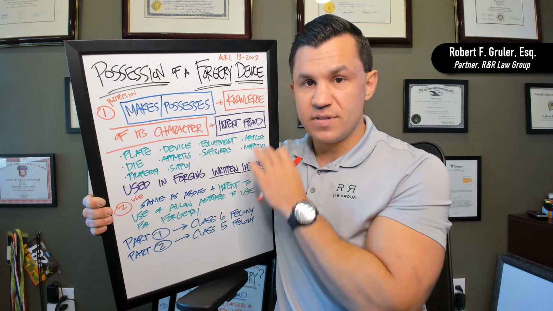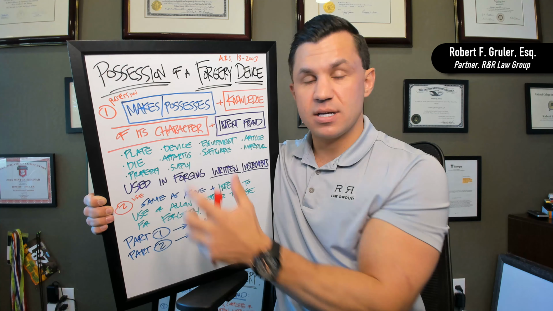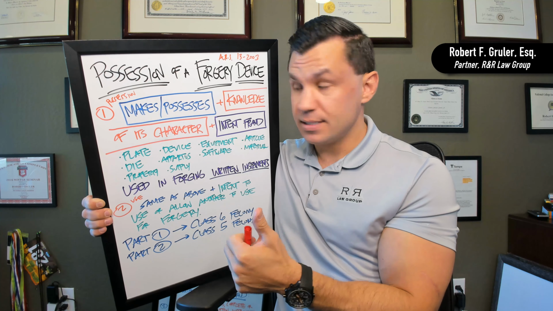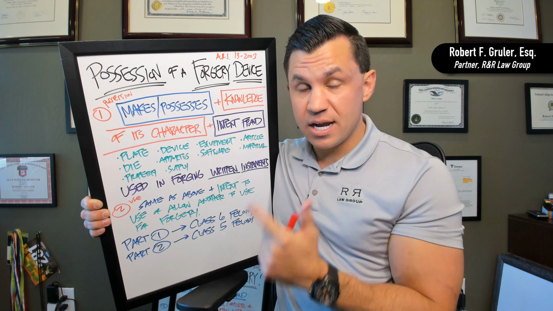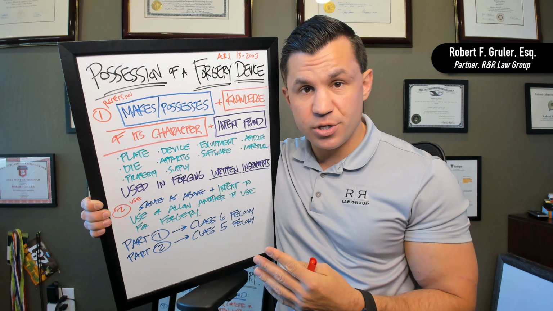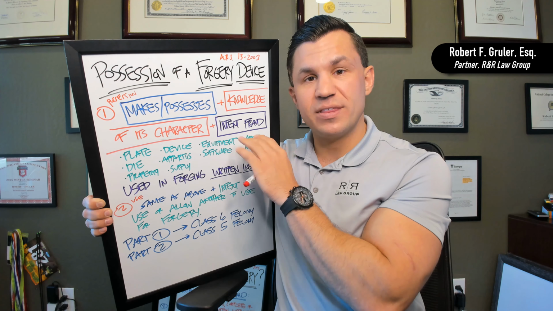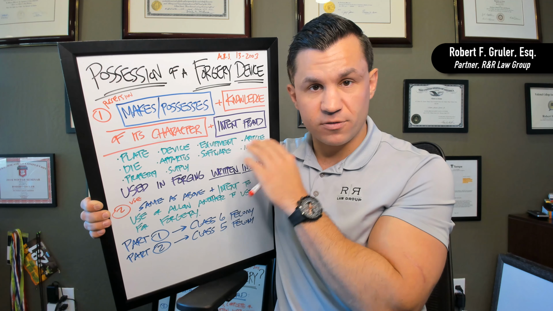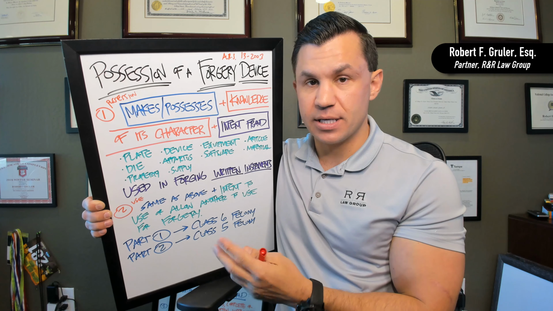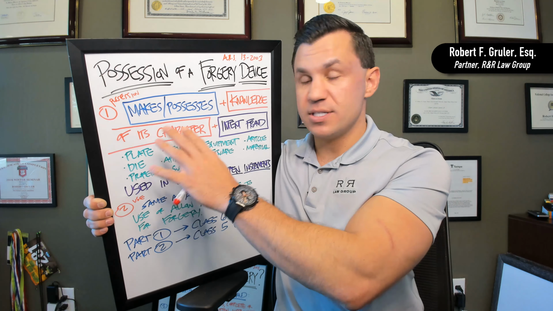And it's any one of these things. So first of all, you need these three elements. They're either making it or possessing it. They are aware of its character so that they know what it's intended to be used for. And they have it in their possession with the intent to use it to defraud or for forgery. Not that they're actually using it, just that they have it. And they know these three things.